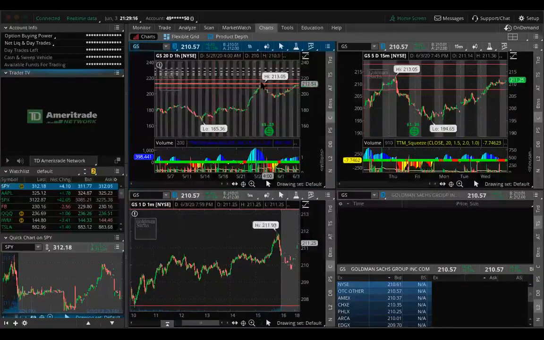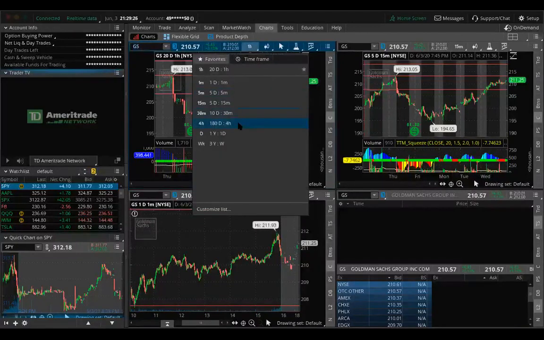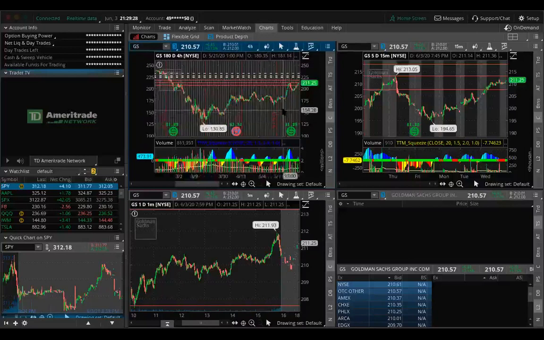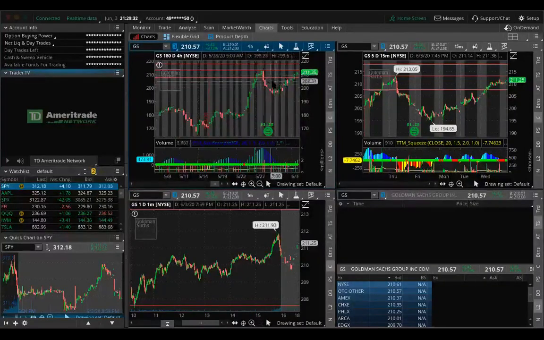GS. GS right now is back in this range here. We see what happened last time we got in this range. We sold off. So I'll be looking to see if we can break past this range. We've already filled some gaps.